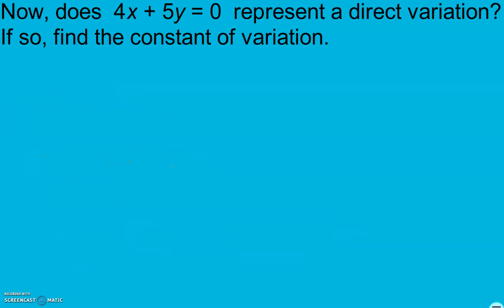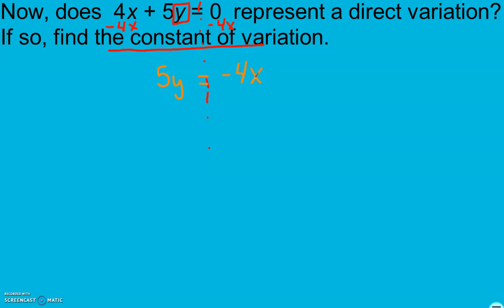Now, does 4x plus 5y equals 0 represent a direct variation? Let's solve for y and check. First thing I'm going to do is subtract a 4x. Whatever I do to one side, I do to both. Anything that doesn't have a y has to go to the other side. So what I have here is 5y equals 0 minus 4x is just negative 4x.